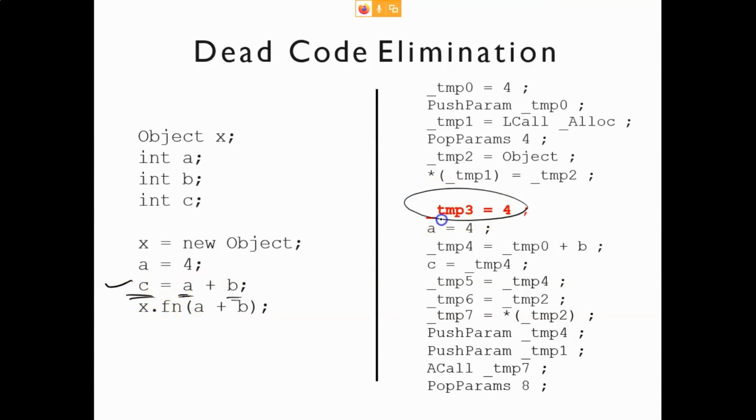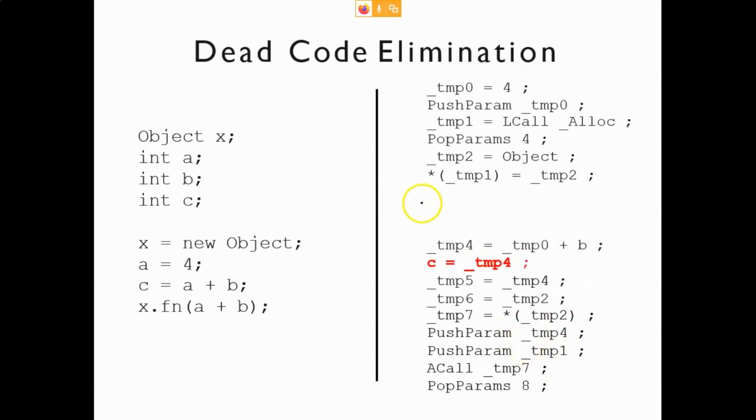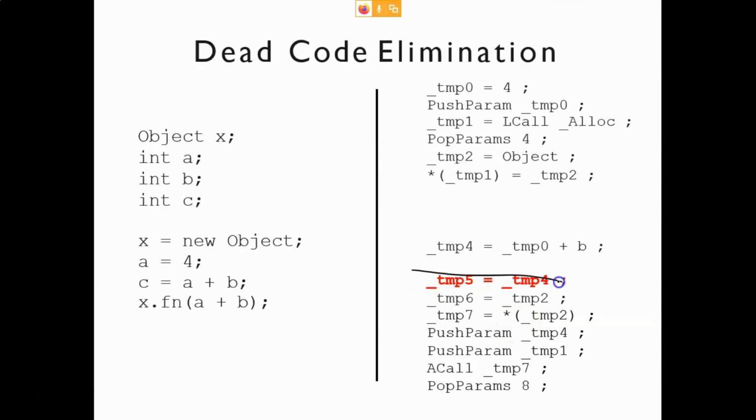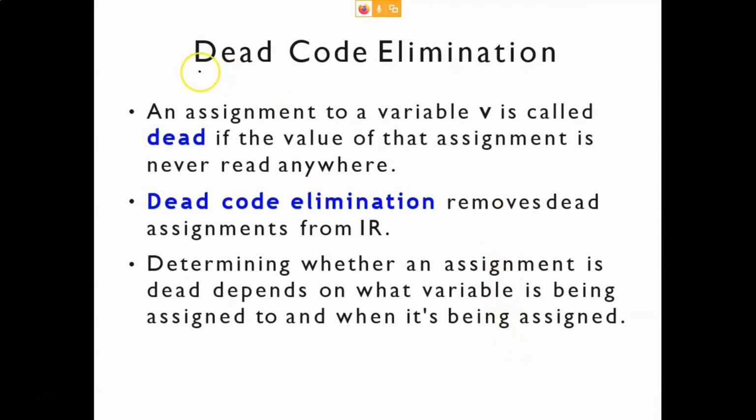Anyway, so here you can see this also is dead code you can eliminate. Similarly, this is also dead code you can eliminate, because after this definition of A, this A is not being used anywhere. So you can delete this, you can delete this C also, because after this definition you are not using C anywhere. You can delete this also, because you are not using temp 5 anywhere after this definition. You can delete this also, because temp 6 is not used anywhere after this definition. So this is how you can do the dead code elimination.